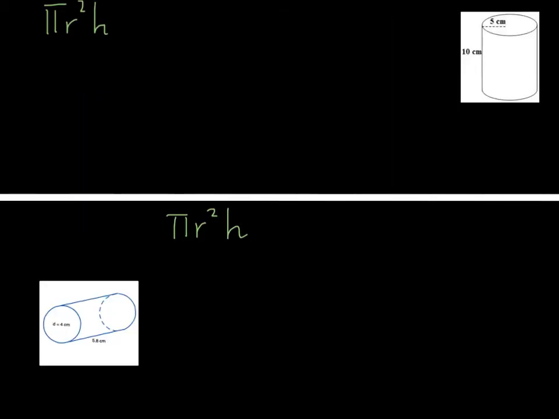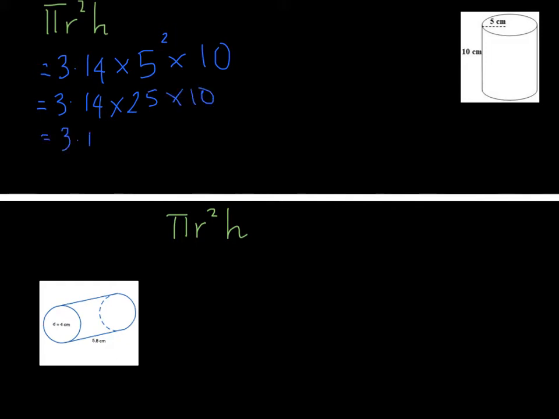Let's find the volume of the first cylinder. The formula is already written, so let's just put the numbers into the formula. It's going to be equal to pi, which is 3.14, only need 2 decimal places, times by the radius squared, so 5 is the radius squared, times by the height of 10. So that is essentially 3.14 times by 5 squared is 25 times by 10, which is essentially 3.14 times by 250. I've done that first bit in my head.